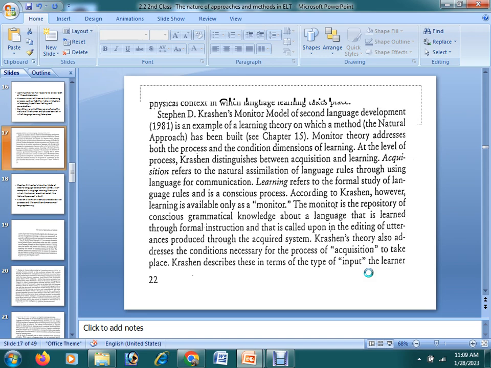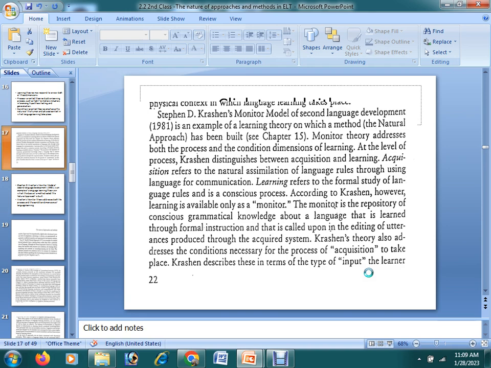Yeah. So Stephen Krashen, he said, everybody, don't make sound with your sandals or shoes.